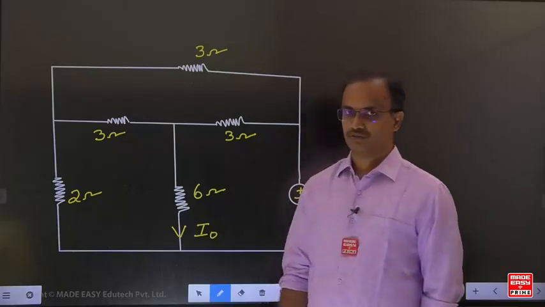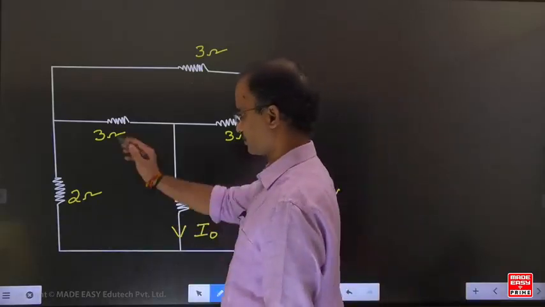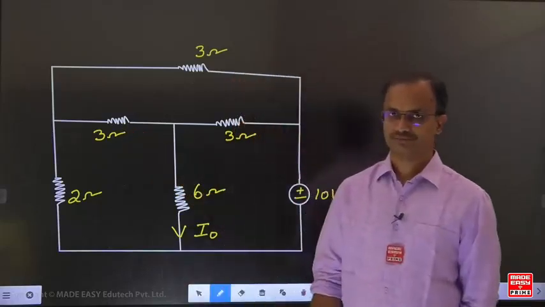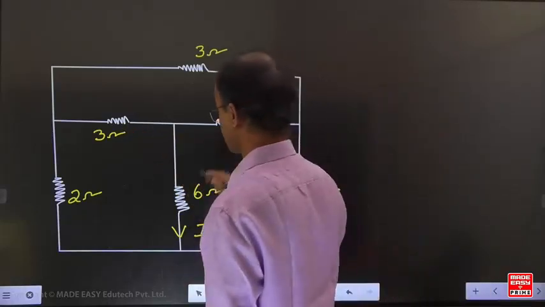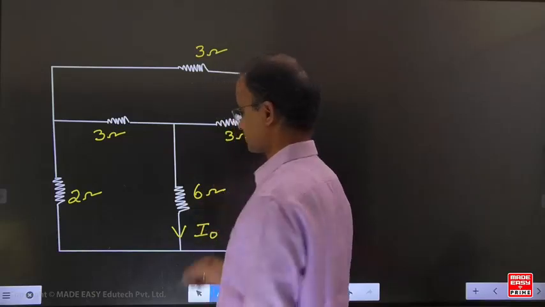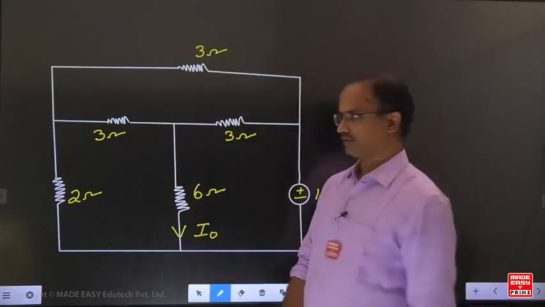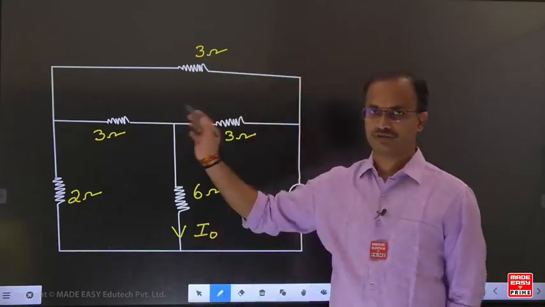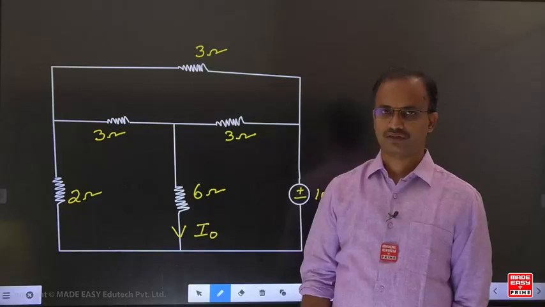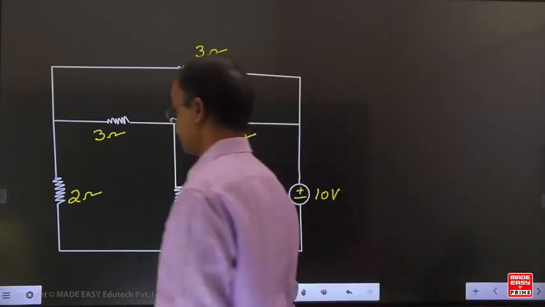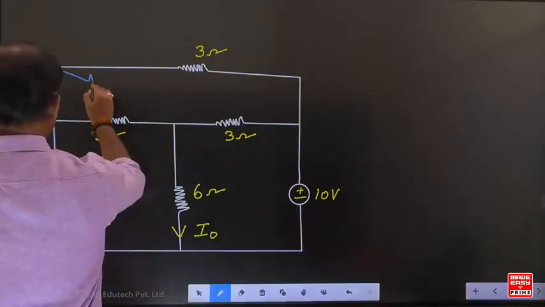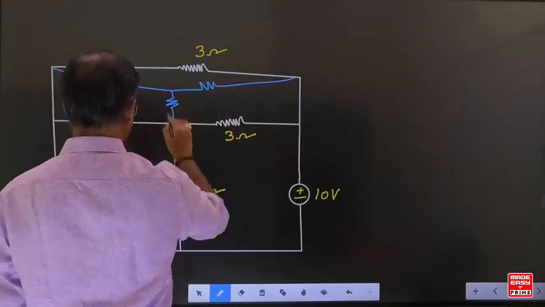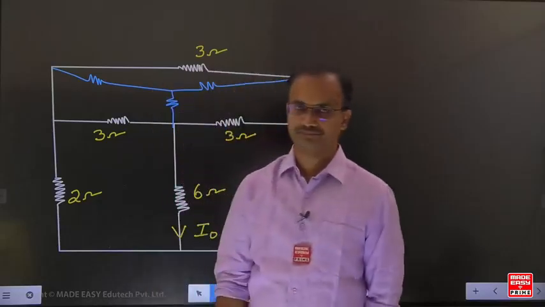For this particular example, how are the 2, 3, 6 connected in the delta? How are these 3, 3, 6 connected in the star? How are these 3, 3, 3 connected in the delta? Can you convert delta to equivalent star?